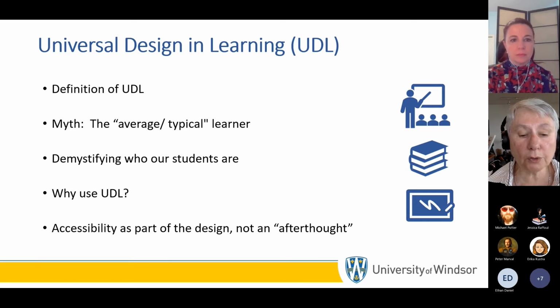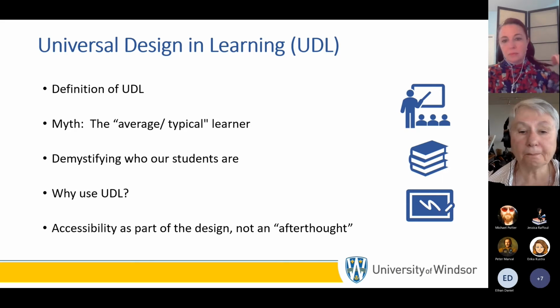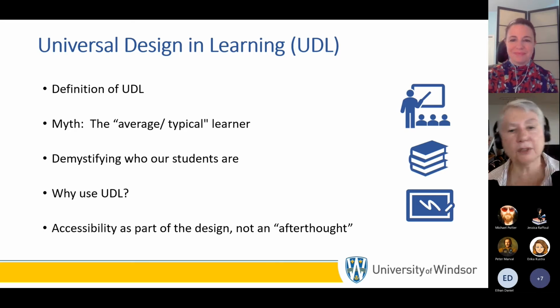So why should we use UDL? Well, it enhances everyone's learning, but what's really important is that it allows multiple means of comprehension and expression of their learning. As we mentioned, accessibility should be part of the design process and not an afterthought, not like those buildings. I hate it when I see they have to spend millions of dollars putting a ramp in. I'm ranting here, Sherry, but Sherry has heard me rant about this many times.